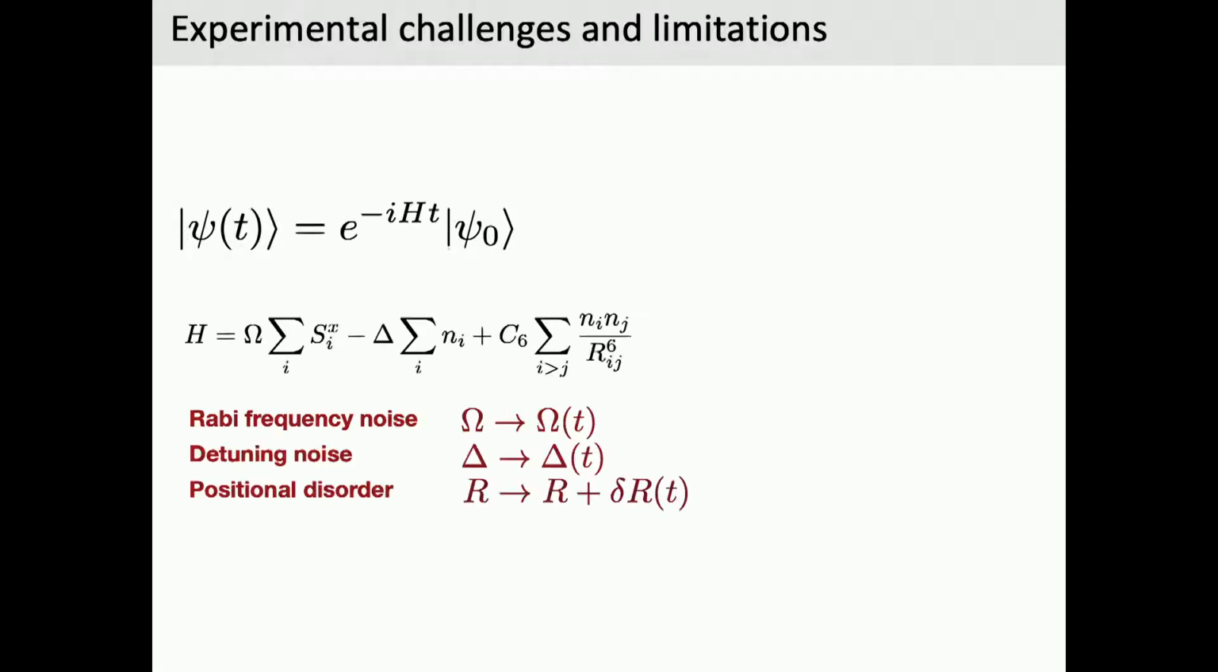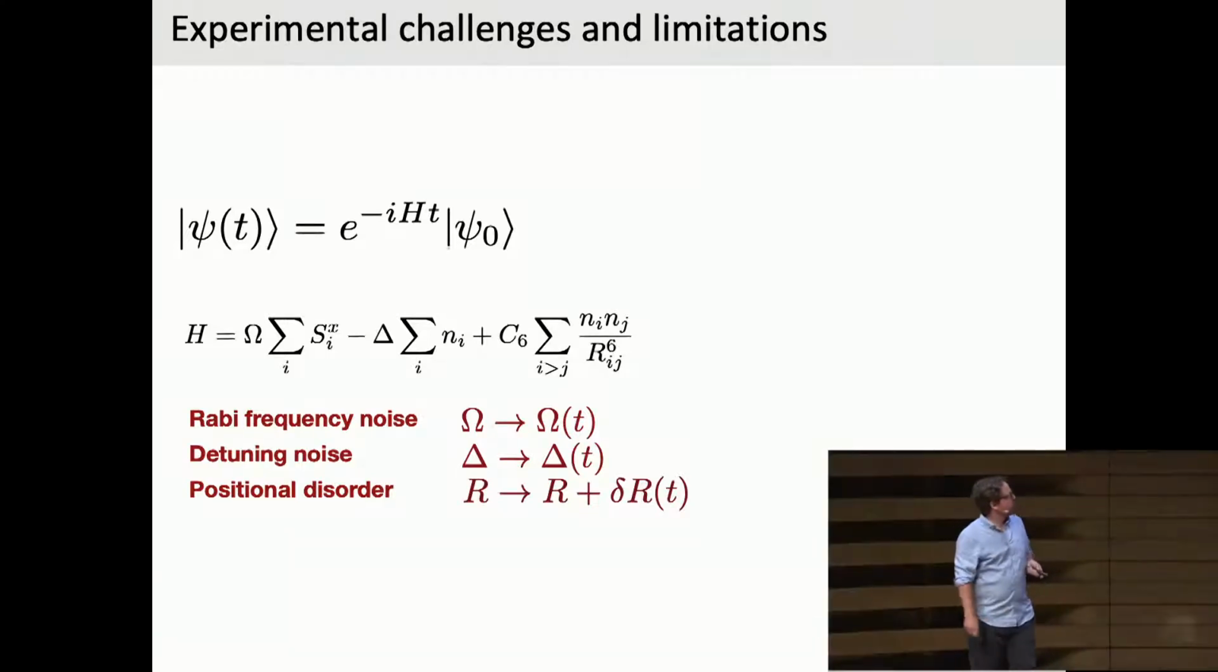Let me talk a little bit about limits and challenges. If you try to do some many-body dynamics in the system, you're trying to implement a Hamiltonian, some initial state and some final state, you will have certain errors in it. First errors come from noise on the Hamiltonian. You can have noise on the Rabi frequency, for example, from intensity noise. You can have detuning noise from phase noise, you can have positional disorder from atoms not being exactly in the right position in the tweezer, for example, which gives you noise on these interaction terms.